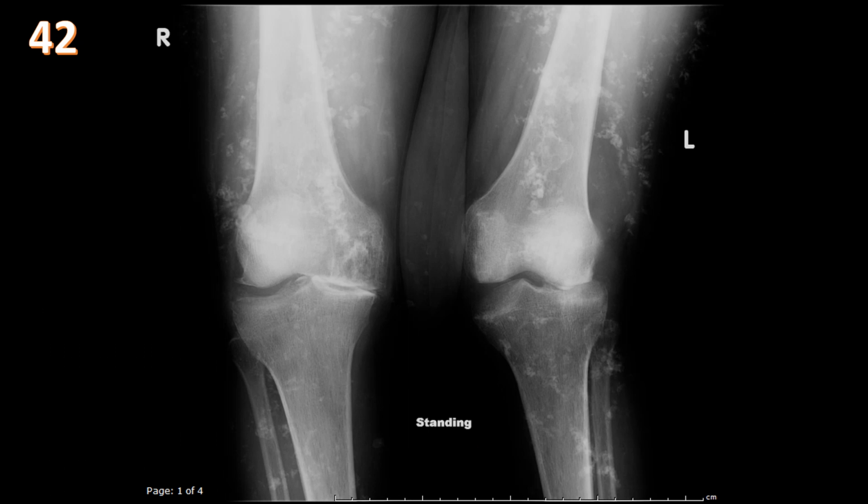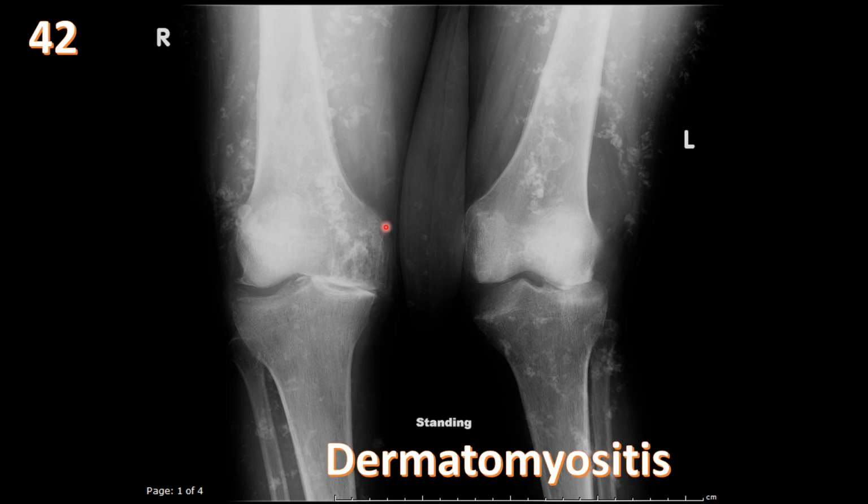Case number 42, we have AP views of bilateral knees, and we see diffuse soft tissue dystrophic calcifications. Dystrophic because they are sequelae from soft tissue necrosis, and those are 95% of the soft tissue calcifications. This is a case of dermatomyositis.